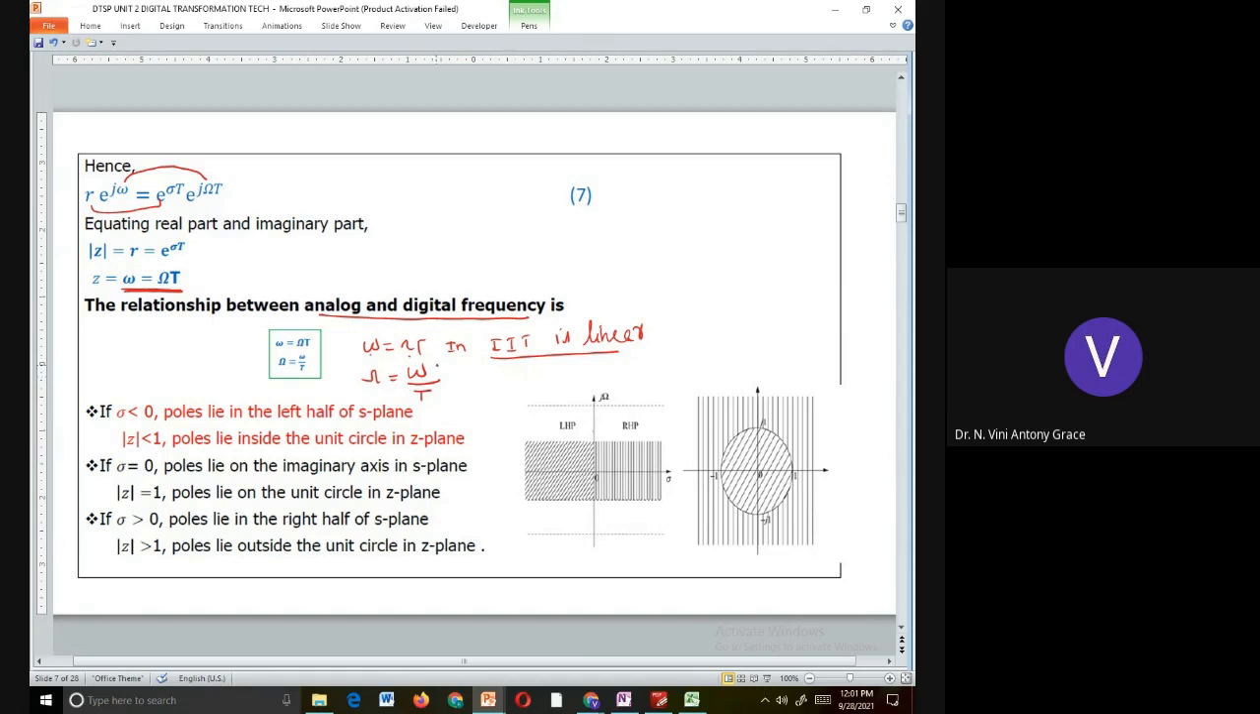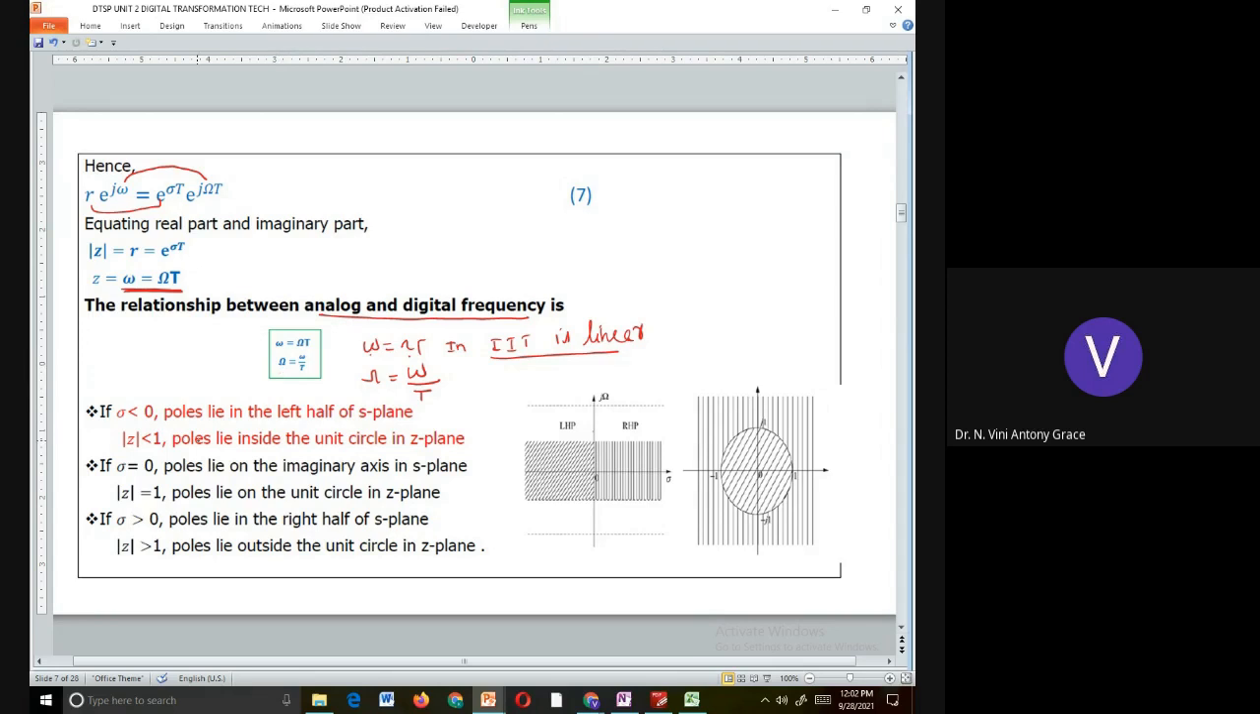The reason is, if I consider the relationship between analog and digital frequency in impulse invariant, it is linear. Whereas in bilinear transformation, this relation between analog and digital frequency will be non-linear, and this non-linearity will introduce a distortion which is called warping. Okay, that term is called warping. Now we have arrived at the relationship between analog and digital frequencies.